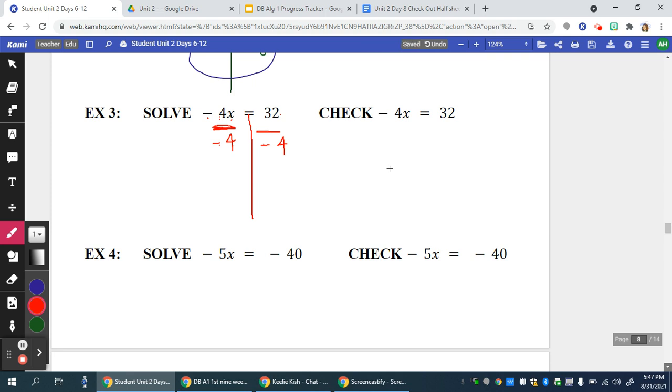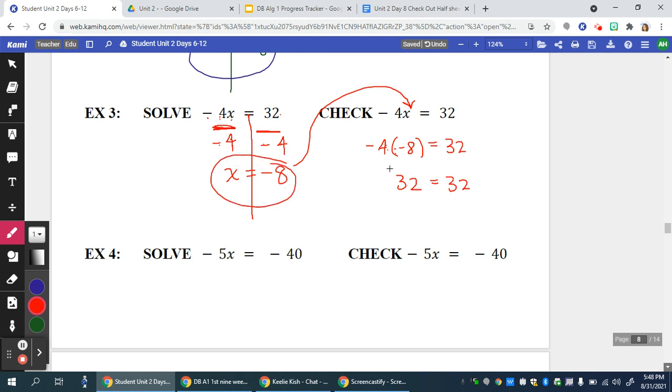Negative 4 divided by negative 4 is 1, but we don't need to write that, so I'm just going to write x equals 32 divided by negative 4. A negative and a positive make a negative when we're doing division or multiplication. It is negative 8. And now we check. Negative 4 times negative 8. Again, those parentheses, they're next to each other. That means that is multiplication. So negative 4 times negative 8. A negative and a negative makes a positive when we're doing multiplication. So it is positive 32.